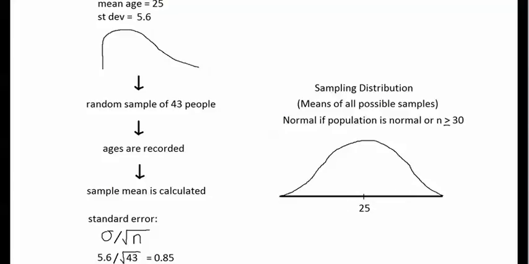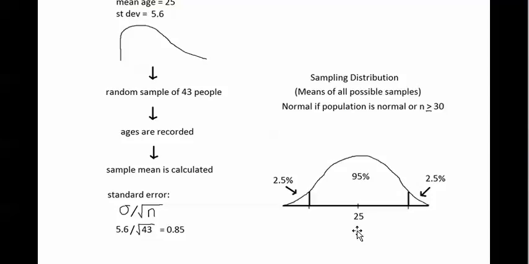Imagine that the sampling distribution has three areas: the lowest 2.5% of possible samples, the middle 95% of possible samples, and the upper 2.5% of possible samples. The sample mean has a 95% chance, or a 0.95 probability, of falling somewhere in the middle 95% of the sampling distribution between these two boundaries.